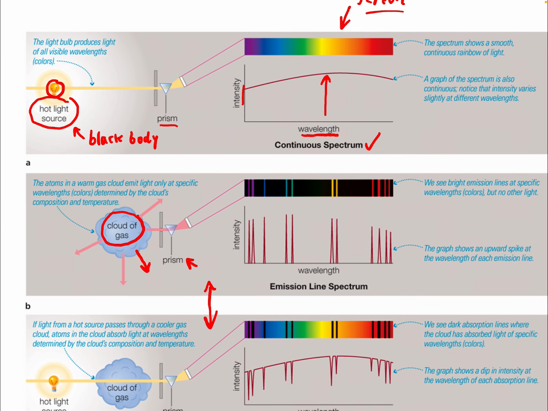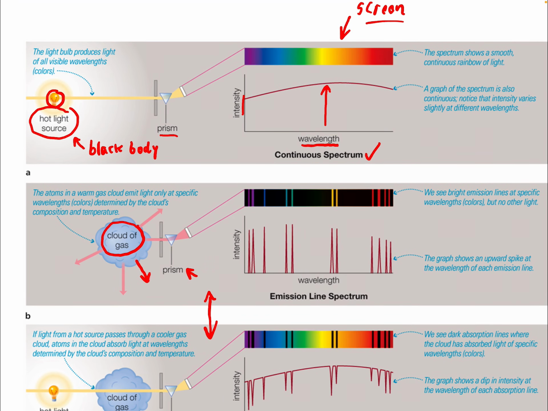But we don't get that curve anymore. We don't get a rainbow. Instead, we get mostly darkness, with just a few well-defined colors.